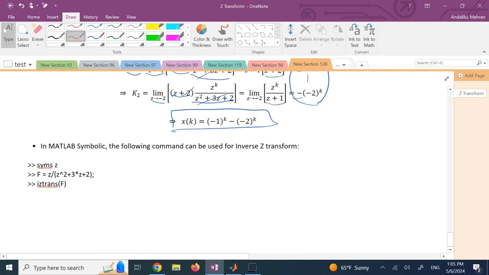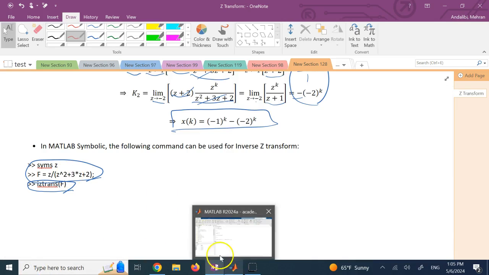And if you want to do it in MATLAB symbolic, remember we had the ztrans command for the z-transform. We also have this command iztrans, which is the inverse z-transform. And you can do that again on a symbolic function in terms of z. Remember, we have laplace and ilaplace. We also have ztrans and iztrans. Let me show you that one as well.